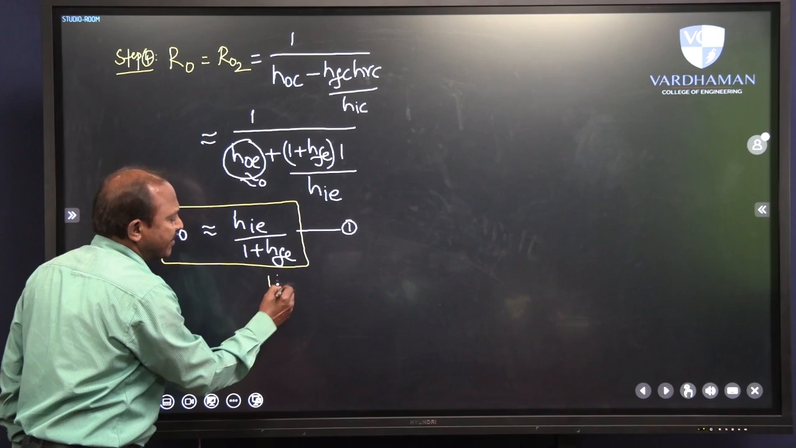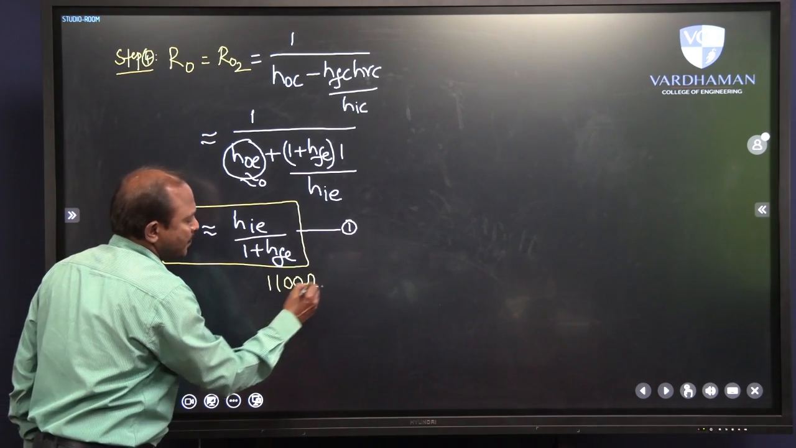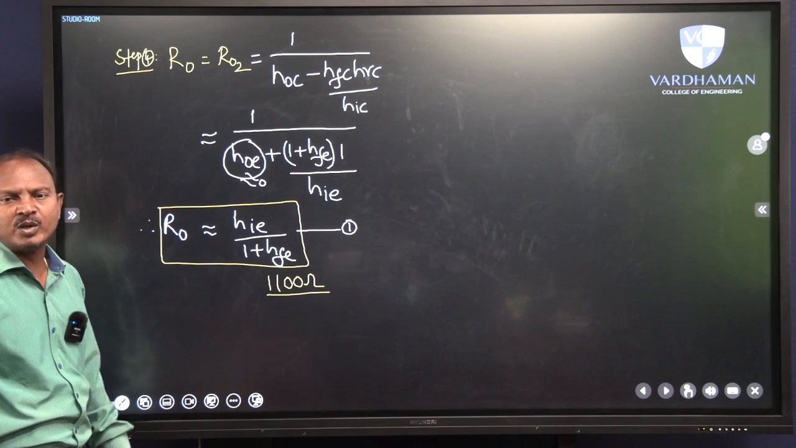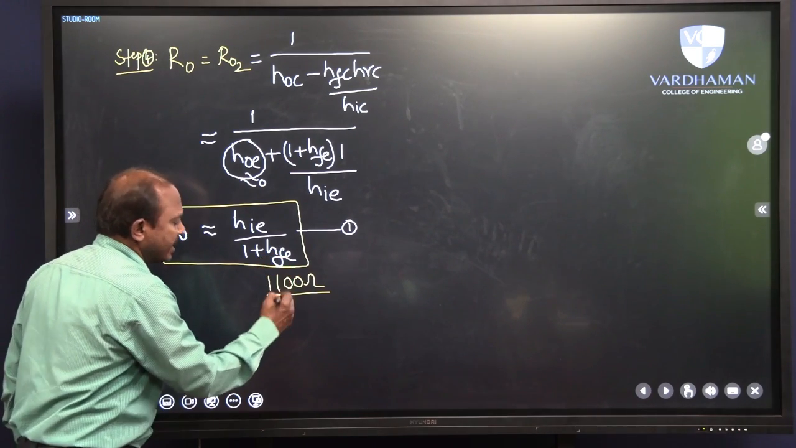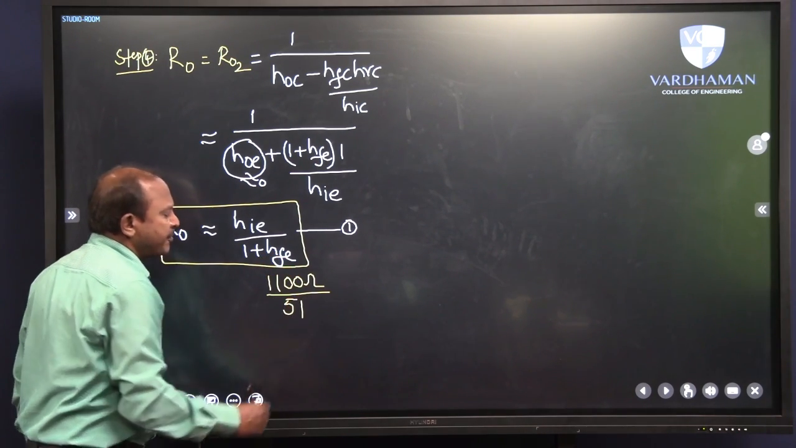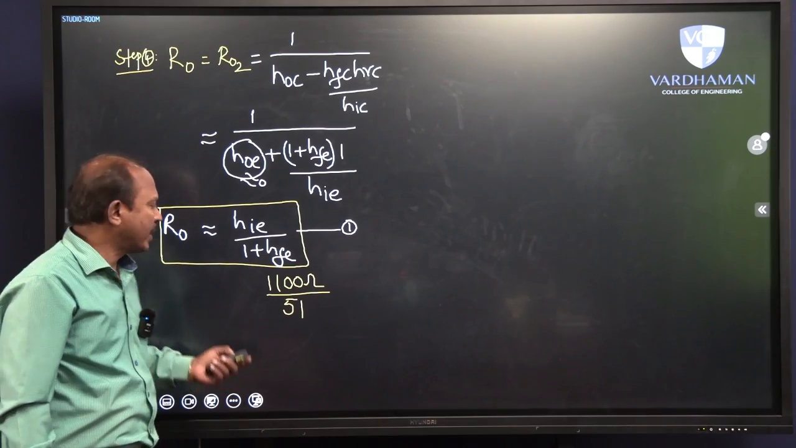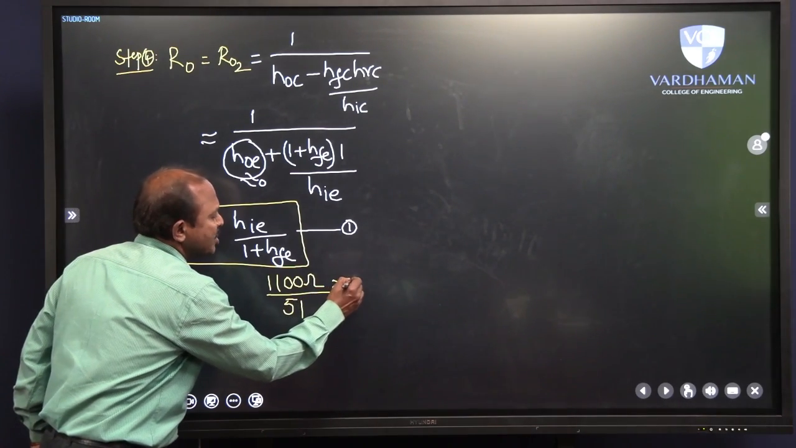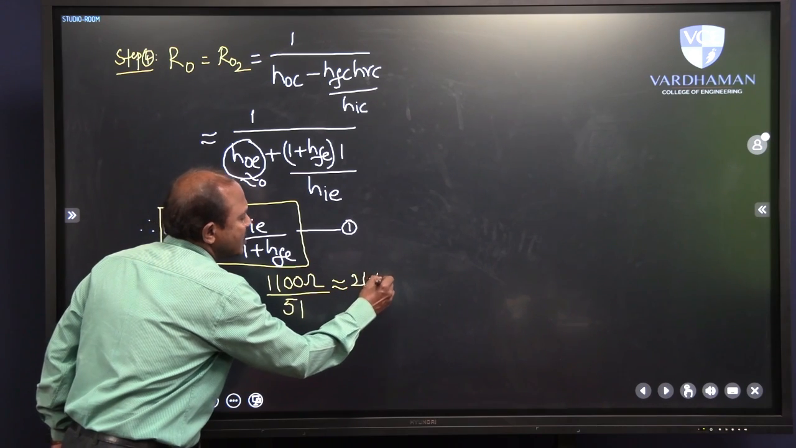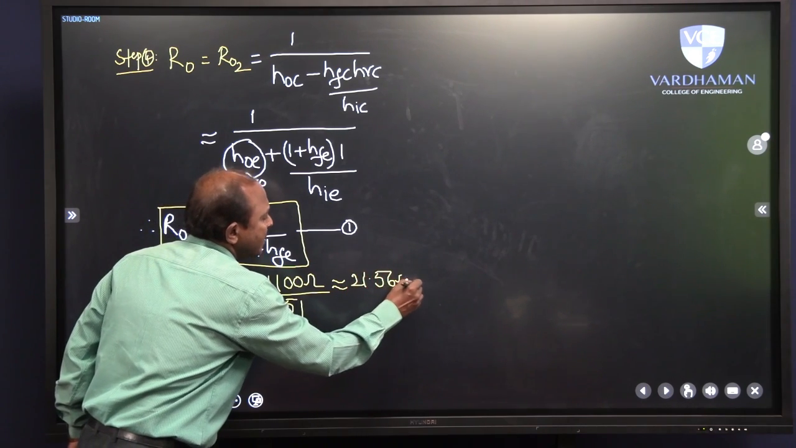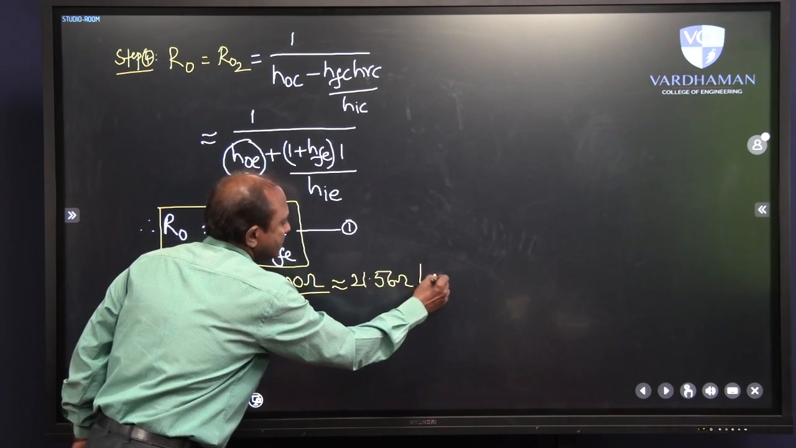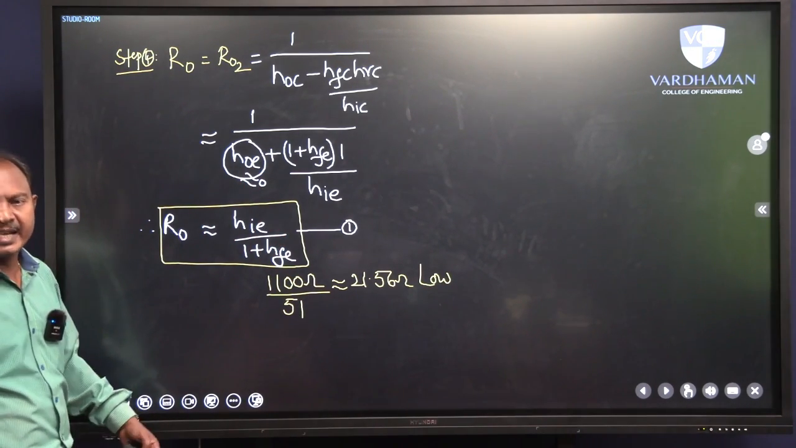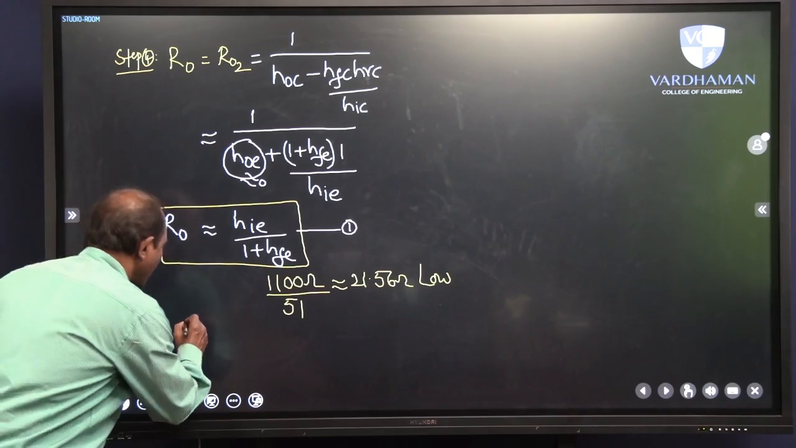HIE is generally 1100 ohms by, even if you take the lowest possible value of HFE, means 50. So 1100 ohms by 51 if you consider. So 1 plus HFE becomes 51. Then the output resistance can be approximated to 21.56 ohms. Means very low. So the conclusion is output resistance in Darlington pair amplifier is very low.